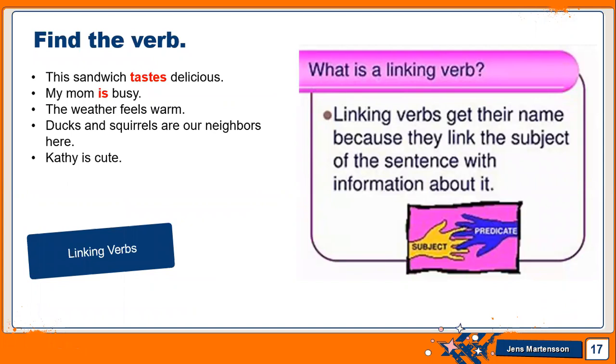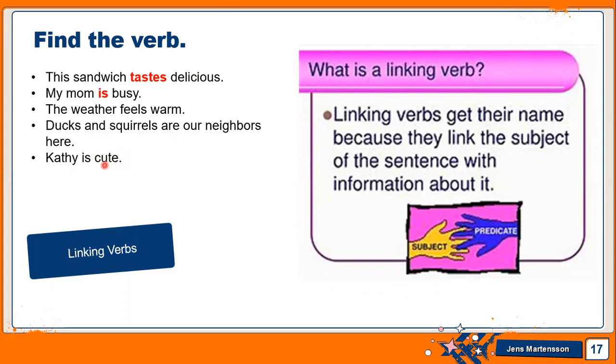All right, now we're moving to something else. I want you to look at each of these sentences and find the verb. Let's look at the first sentence together. This sandwich tastes delicious. Okay, the second one, my mom is busy. The third one, the weather feels warm. Ducks and squirrels are our neighbors here, and Kathy is cute. Now, where is the verb in these sentences? Kathy is cute. Where is the verb mainly?